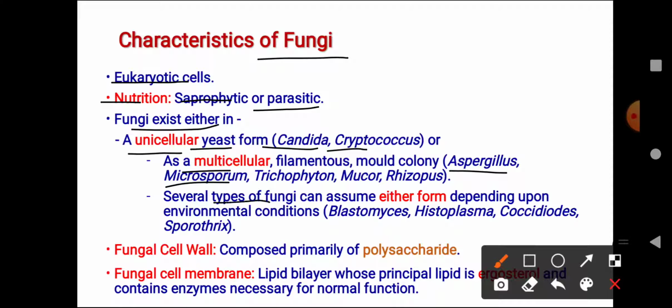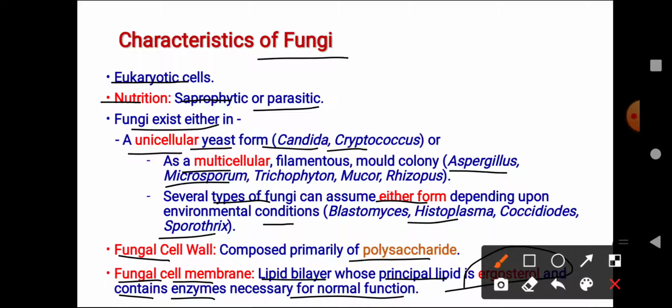Several types of fungi can assume either of the two forms depending upon the environmental conditions. Examples for such types of fungi are Histoplasma and Sporothrix. The fungal cell wall is composed primarily of polysaccharides, and the fungal cell membrane is a lipid bilayer, and the principal lipid is ergosterol. The cell membrane contains the enzymes necessary for normal function.